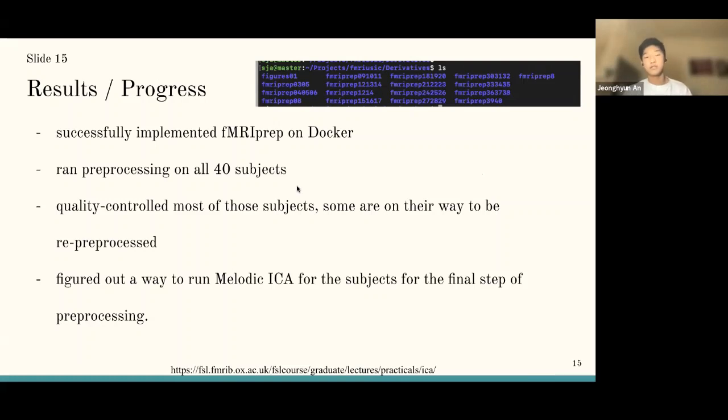And we also successfully ran preprocessing on all 40 subjects. And above on the image, you can see the folders, according to BIDS format, of those 40 subjects. We were able to run quality control on most of these subjects, and the ones that we found flaws in are on their way to be re-preprocessed, and I believe that has been done mostly too. And we finally figured out a way to run MELODIC ICA on our personal machines for the final step of preprocessing, and we already began this as well.